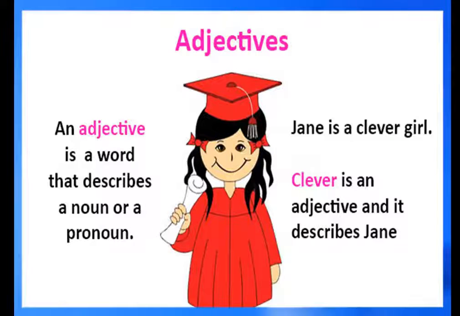You can see the example here. Jane is a clever girl. The highlighted word is clever. That means we are talking about the girl, and the word clever is the adjective. With this word clever, we are describing Jane. The name of the girl is Jane.